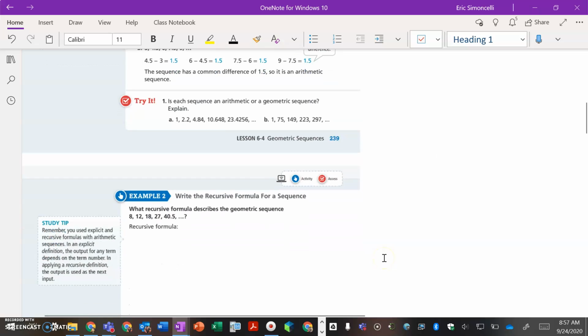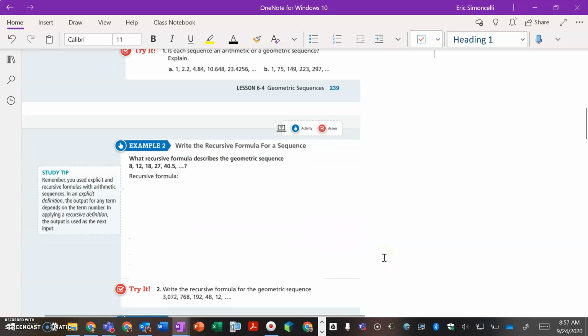Example 2. So we're going to write a recursive rule. A recursive rule is just a fancy way to say how can we describe this sequence, which is in fact geometric, with variables? So that instead of asking you for the 6th term by multiplying by some common ratio, which is what's going to be the case here, what if I wanted any term, let's say the 10th term, the 20th term, the 100th term. If I asked you for the 100th term here, what would you do?